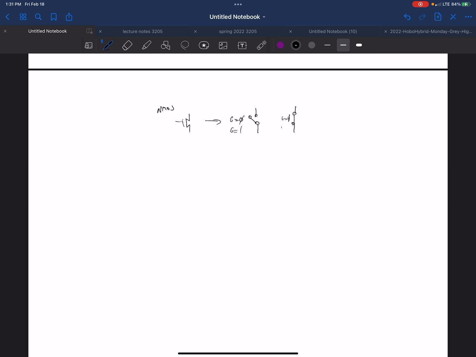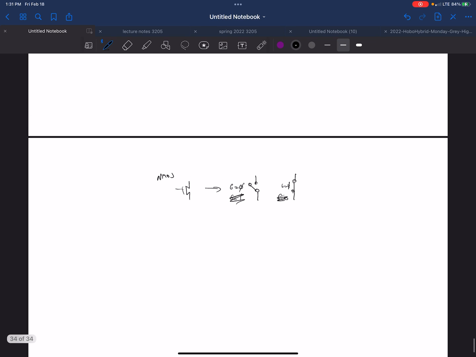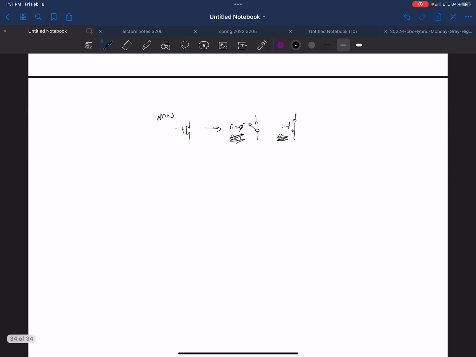Gate is a 1. Gate is whatever. Oops, gate is a 0, gate is a 1. Okay, you guys get it, right? So that's the simplest level of abstraction.